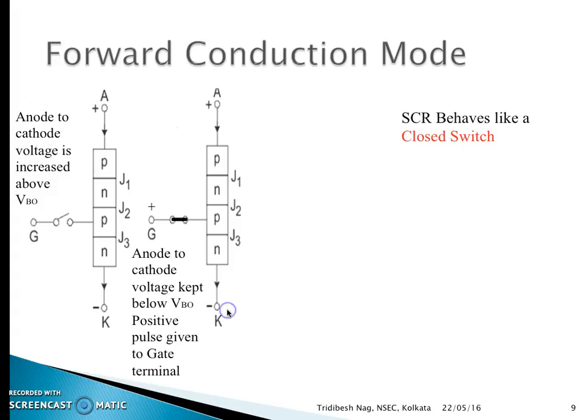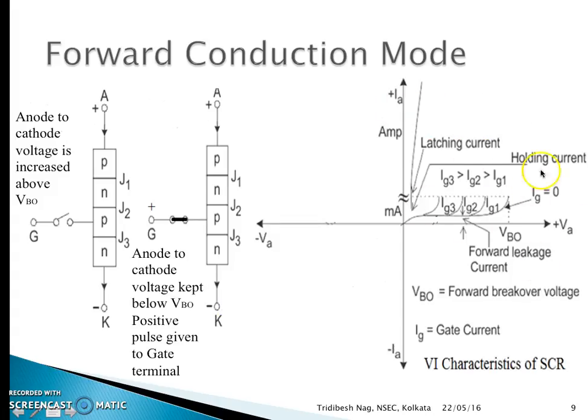And this is the characteristics. As you can see, from this part to this part is the forward blocking state. As soon as we have reached VBO, the SCR is turned on, and you see the voltage drop across the SCR has considerably reduced. It is of the order of 1 to 2 volts depending on the rating of the SCR. And here this VBO may be 200 or 300 volts, depending on rating again.